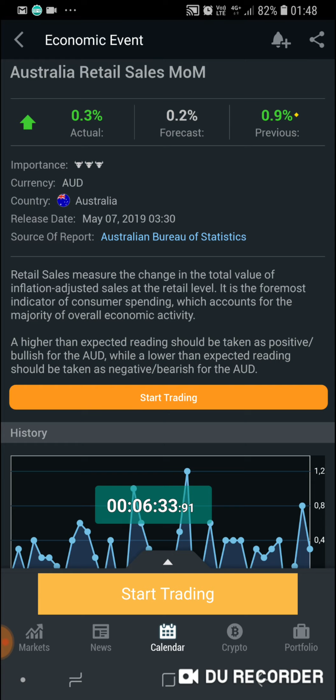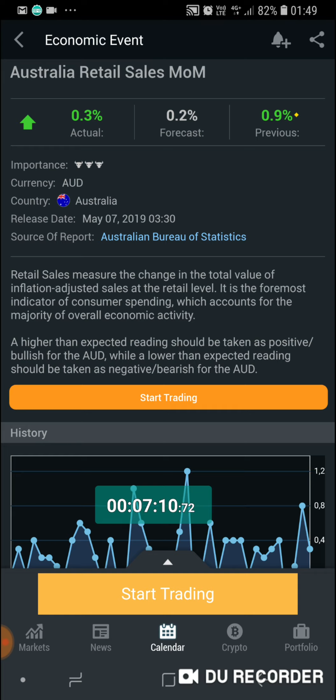Now, if the actual comes out greater than the forecast, which has been predicted by the economists, then it means that it's positive, it's a buy. The Australian dollar is going to go up. The economy is going to go up. If you buy the Australian dollar, you will definitely make profit. And if the actual goes below 0.2%, which has been forecasted, then it simply means that the Australian dollar is going to go down. It's going to be bearish. It's going to lose value. It's going to be negative, in short. If you sell the Australian dollar at that moment, you will definitely make profit.